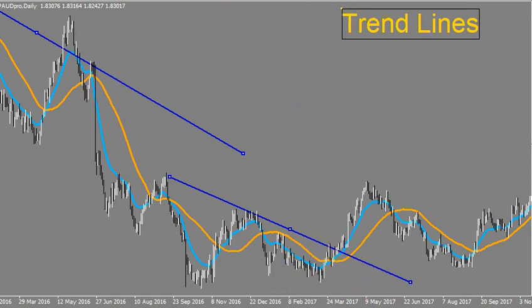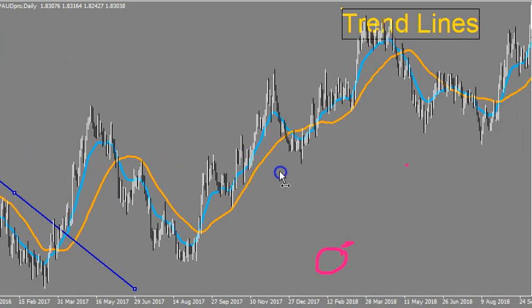So the first signal would be the crossover for the trend, showing you that there's a possible reversal. Price goes up, comes back down, and you could look for an entry opportunity right there and catch that part of it. But trend lines are also a terrific way to see the trend, guys.